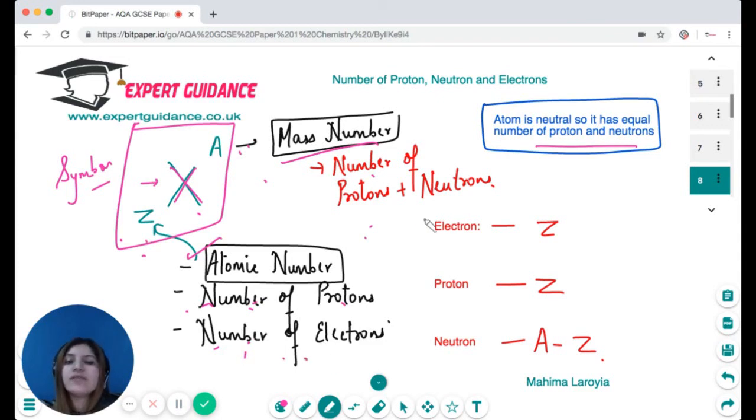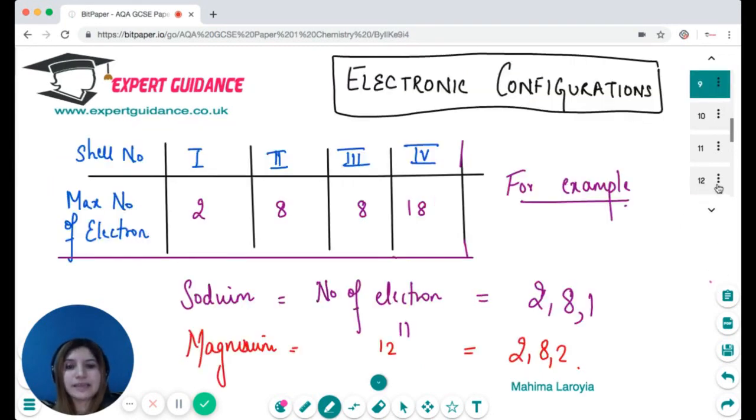So if you need to work out the electron number, you will write the bottom number if it is an atom. Remember, it has to be an atom. Then only you can say it has an equal number of electrons and protons. We'll see later, there's a second category called ions, which have an unequal number of electrons and protons. The proton number is again the bottom number, and the neutron number is the top number take away the bottom number. So that is A minus Z.